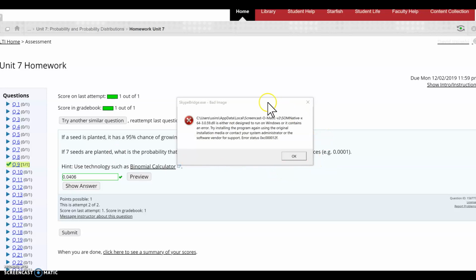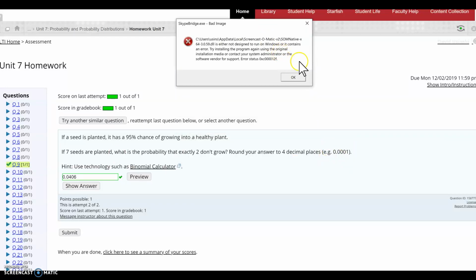Remember, it says that you need to go to 4 decimal places, and I'm not sure what this error is, but I hope it doesn't impact my video. Anyway, that's how you do this question.